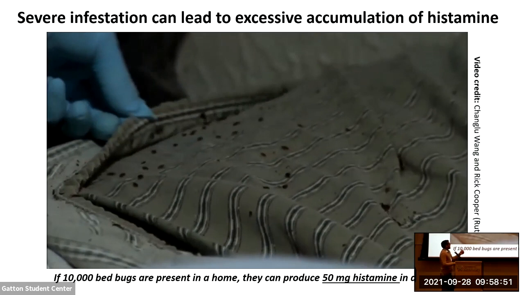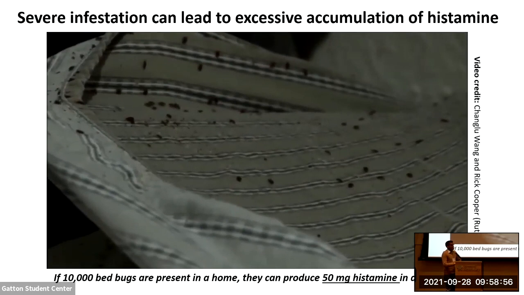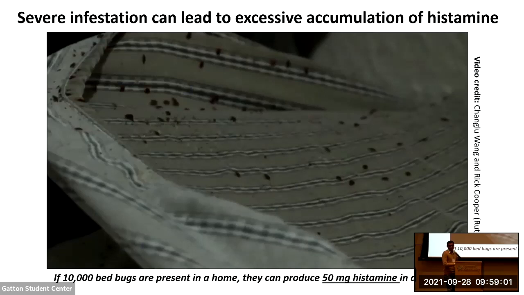You can see in this video that there are thousands, 10,000, 20,000 bedbugs. Just assume how much histamine a severe infestation of bedbugs can produce. We have estimated in some apartments or homes more than 30,000 bedbugs in just one mattress. Let's suppose one place, like that mattress or sofa, has 10,000 bedbugs. They can produce 50 milligrams of histamine in just a single day with a single blood meal, by multiplying with the number of bedbugs. That's a lot of histamine.